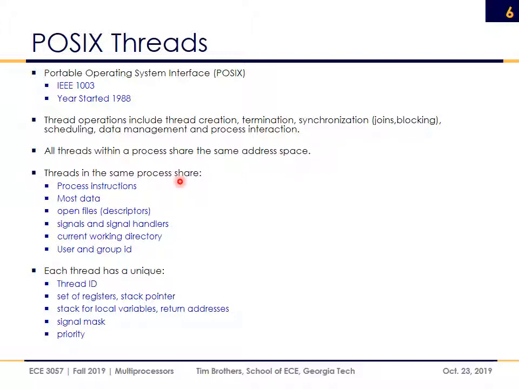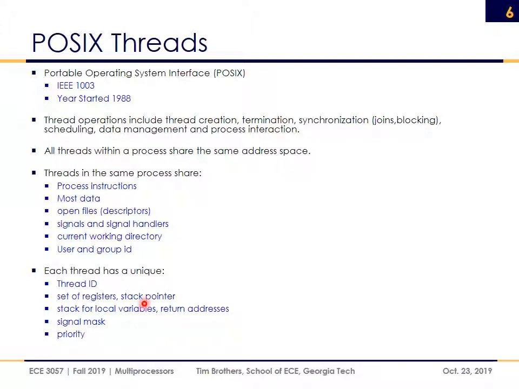Threads in the same process share the processing instructions, most of the data, the open file descriptors, signals and signal handlers, the current working directory, and user and group ID. Each thread has a unique thread ID. This enables you to start and stop threads, individually control them, and change their priority. A lot of things can be handled through the thread ID.